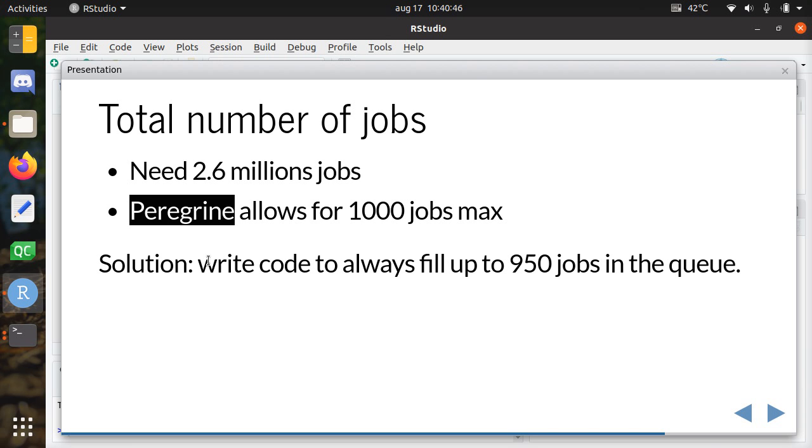So what I did, I wrote some code to always fill up the job queue, because a job is put in a queue, to 950 jobs. So there are always approximately 950 jobs waiting in the queue to be running. That doesn't guarantee they are run, but at least there won't be time wasted in that there's no queue.